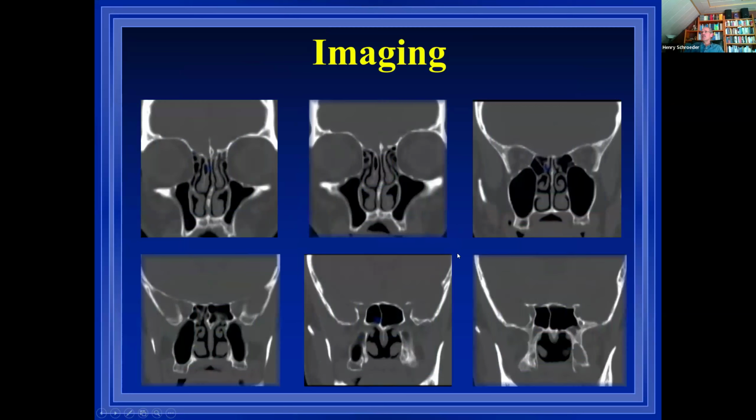Imaging is, of course, very important. We always make a CT scan to see the bony structures, the septum, the type of turbinates we have, the pneumatization of the sphenoid sinus, and the septa.